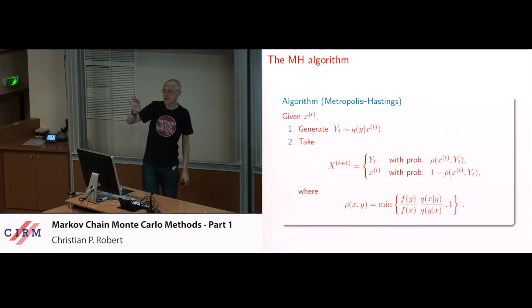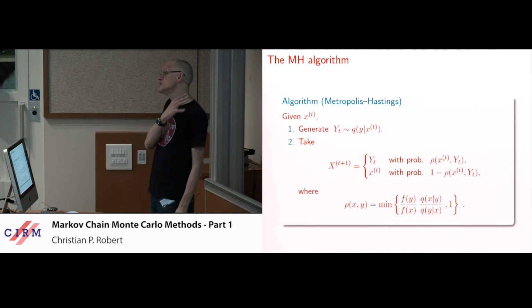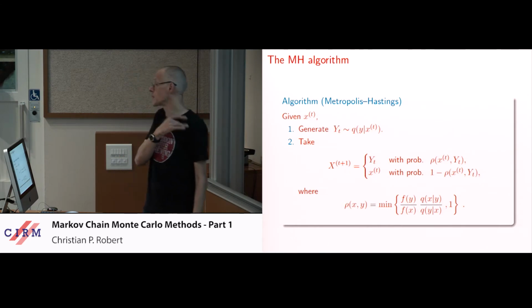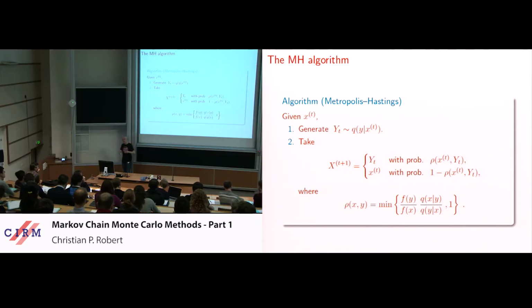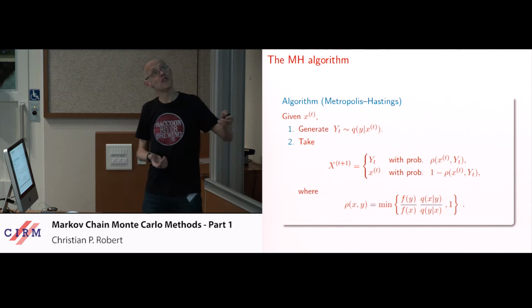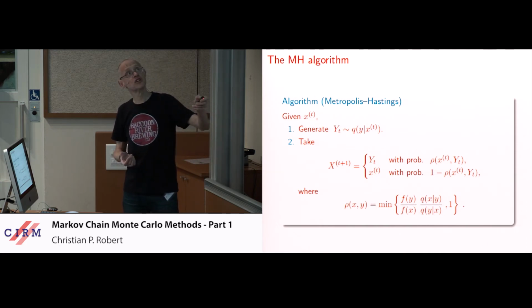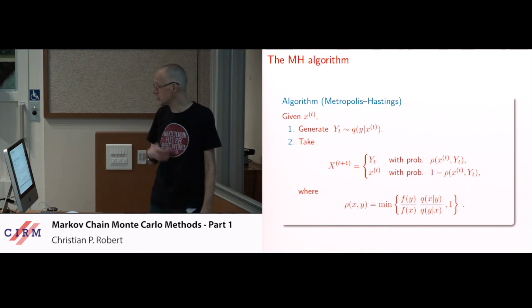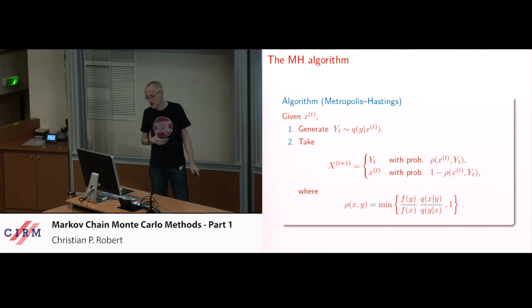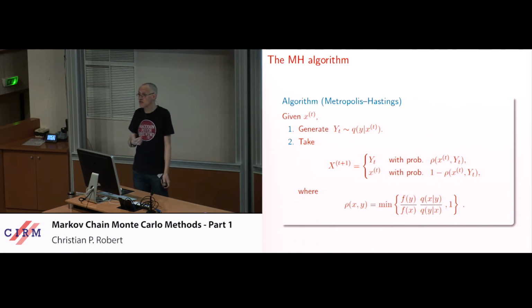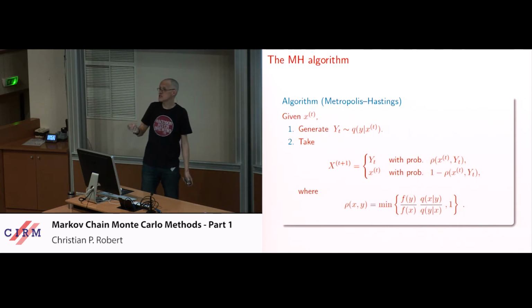That's all we need to run this algorithm, where the Markov chain is in state xt at time t, and to create state xt plus 1, we first simulate from this distribution that we picked, the Q of y given xt, the Markov kernel that we can pick as we wish. And then, because it is not connected with f, we need an extra step to make it connected with f.